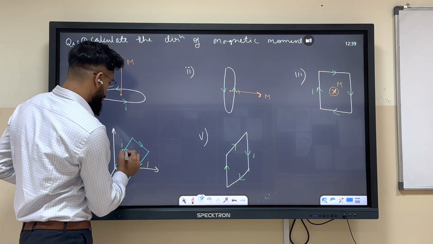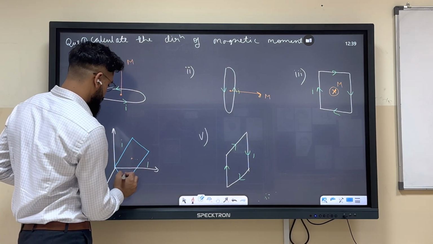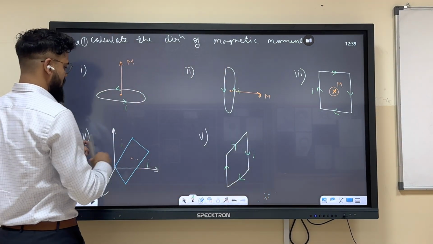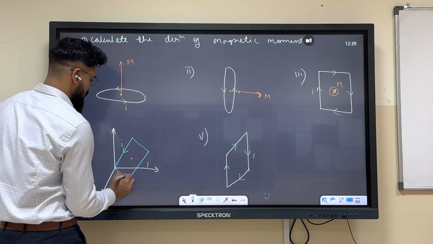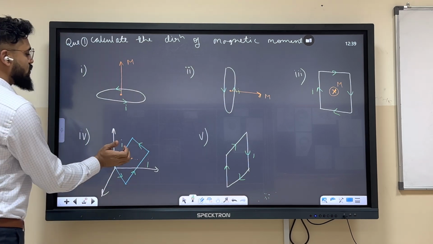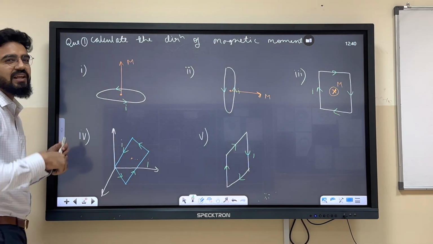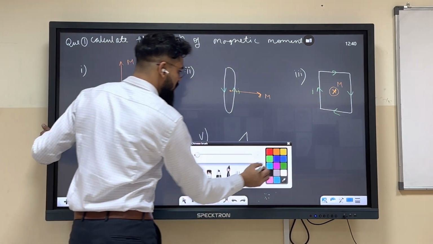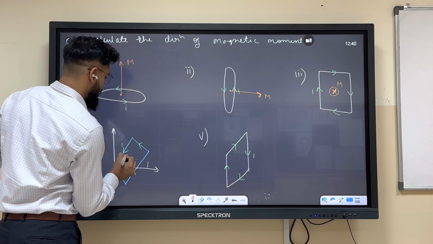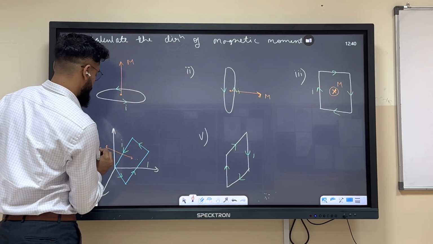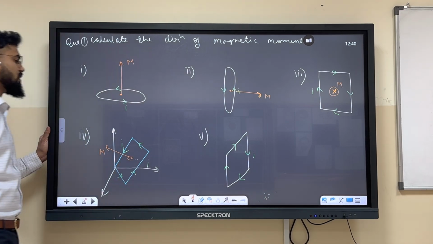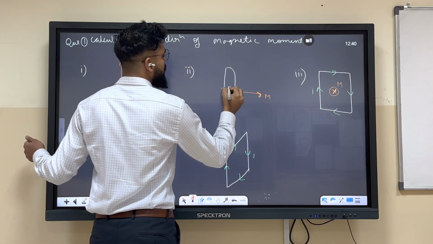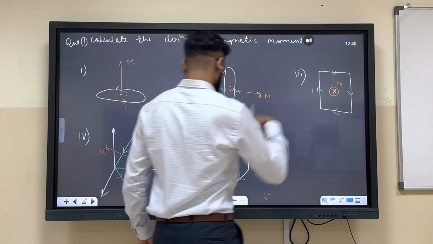Let me change its direction. So it will come up like this. Otherwise, you won't be able to visualize. That's why. So it will be perpendicular to this one, and perpendicular to this one. You can see that it is perpendicular to the loop.